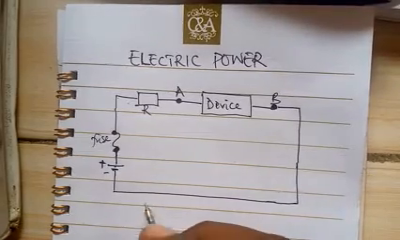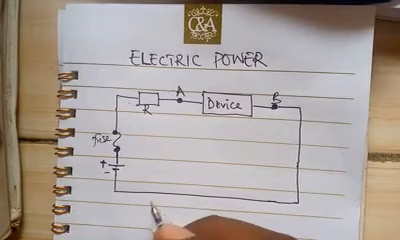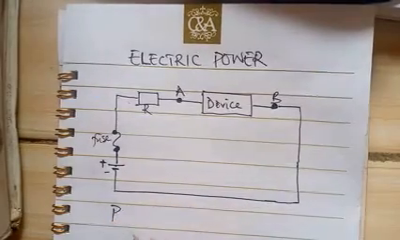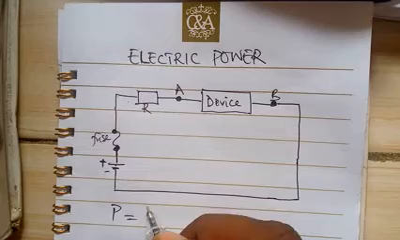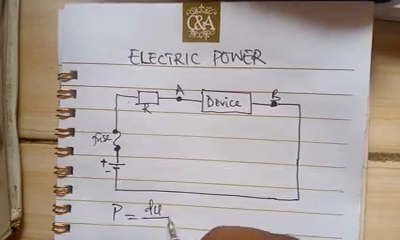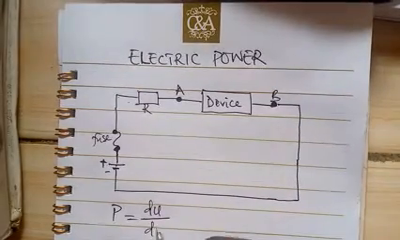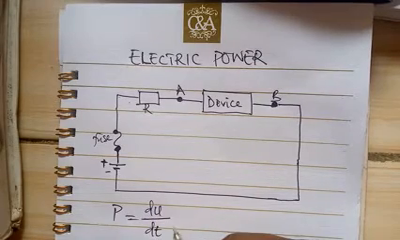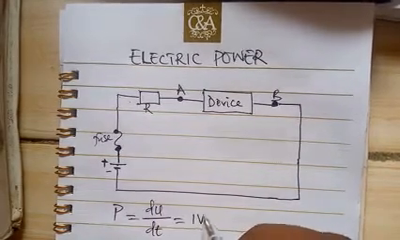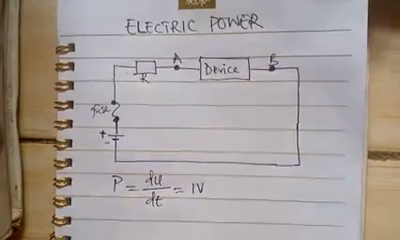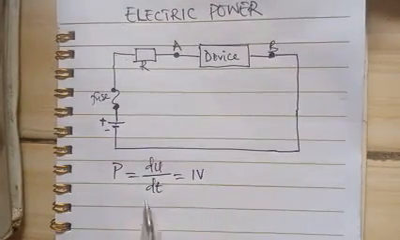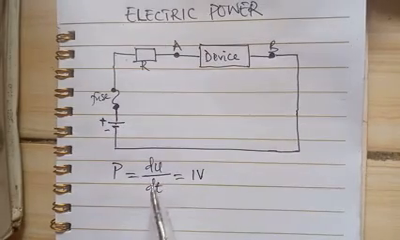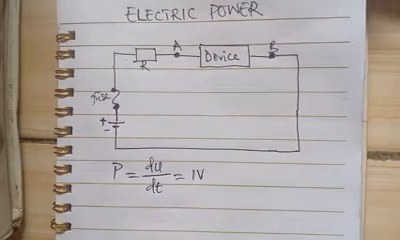So since power is defined as the rate at which work is being done, therefore we can say that P is equal to dU over dt, that's work done or energy over change in time. Change in energy or work done over change in time. And it is equal to IV. So if the device between A and B is a pure resistance, the energy will appear as heat in the resistor.